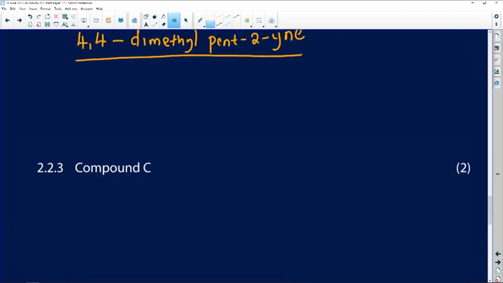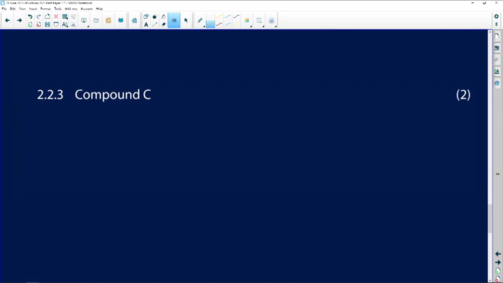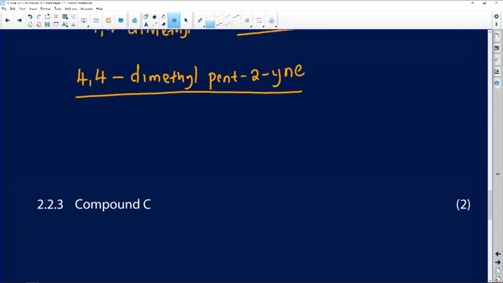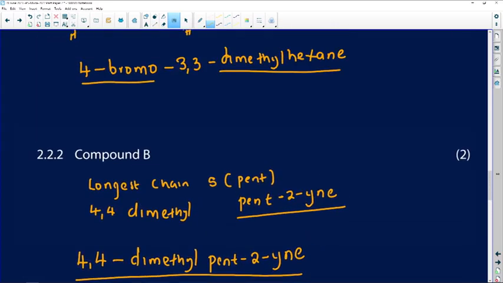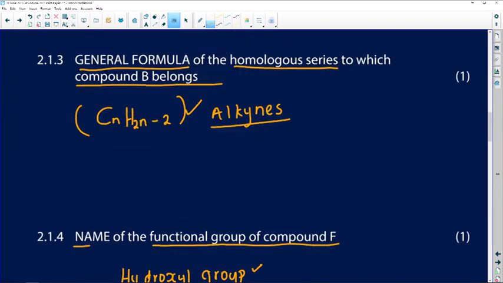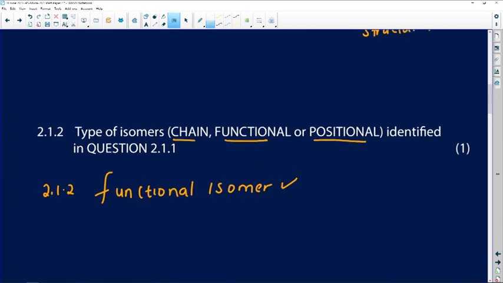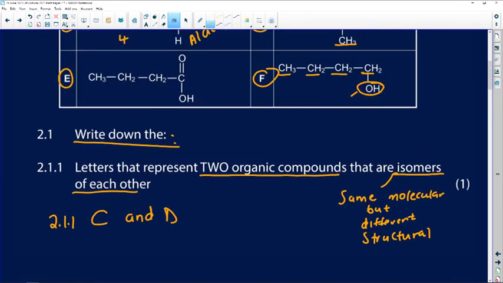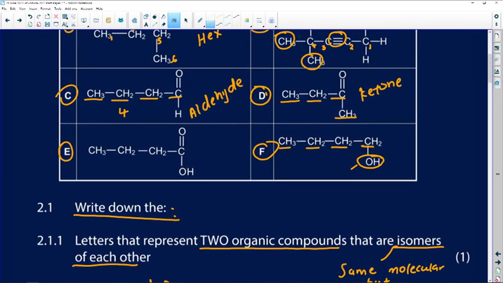Let us move to compound C. Compound C, the first thing we should do, we need to check what is compound C. Let's go to compound C. Now this is our compound C here. It is an aldehyde. What is the ending there for aldehyde? It's al. How many carbons do we have? It's 1.